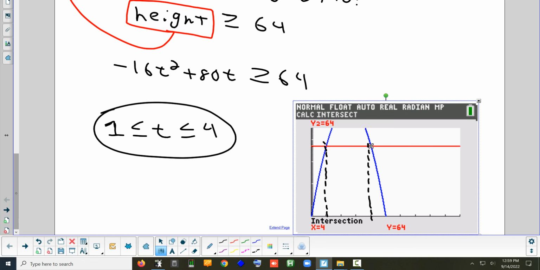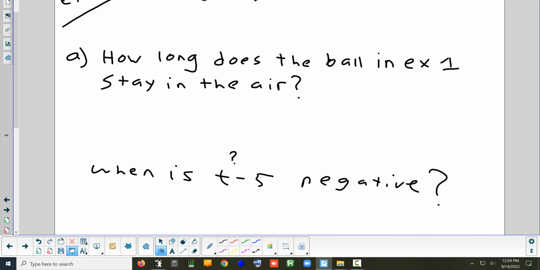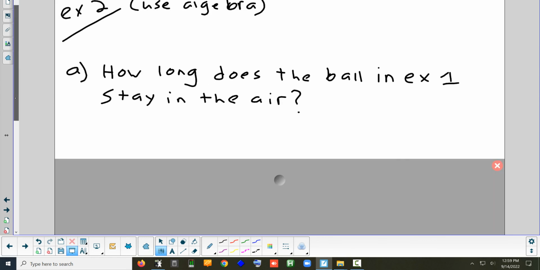All right. Now, I want to answer another question. I want to know, how long is the ball in the air? Now, think about what that means in terms of the height. If the ball is in the air, then what do you know about its height? Yep. Greater than 0. So this time, we want negative 16t squared plus 80t to be greater than 0.